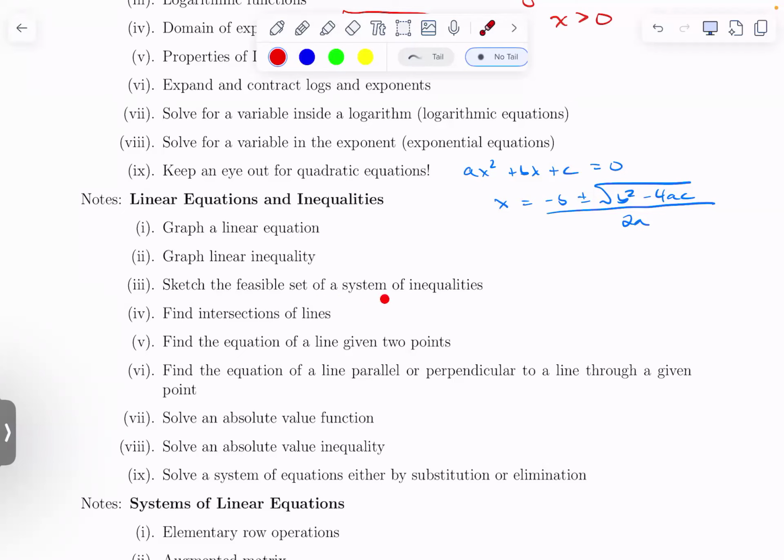Sketch the feasible set of a system of inequalities, right? Like I said, these are all in, let's see, what question was it? Question 6. All those things are tested in one question, and that's why I like it. Whenever I can test multiple things with one question, that's a good question for me.